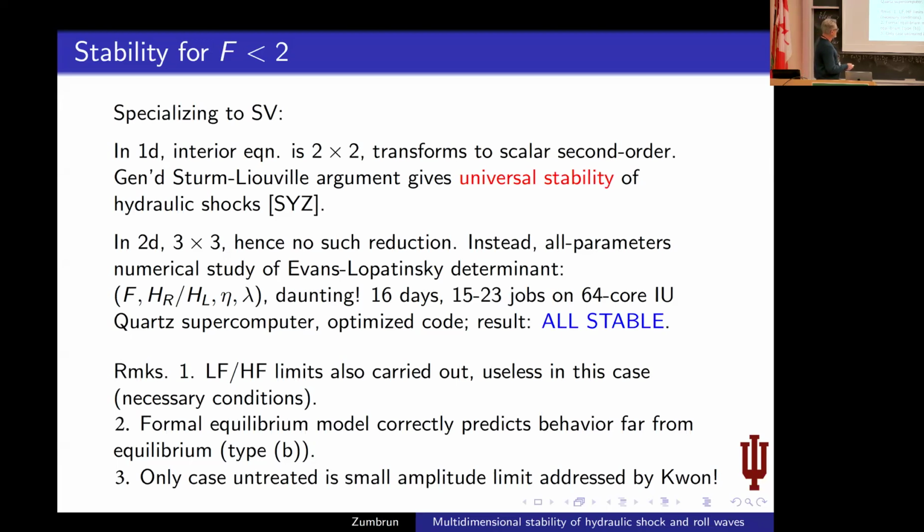Okay, so conclusion: the formal equilibrium model is still good in behaviors very far from equilibrium, and it still qualitatively works. At this point, the only case not treated is the small amplitude one that was proved long ago by Mong-Soo Kwon to be stable if it's spectrally stable. But actually, spectral stability gets really hard to show near the small amplitude limit, which is a constant state. It would seem that should be the easiest. It's not. It becomes a very stiff numerical problem.